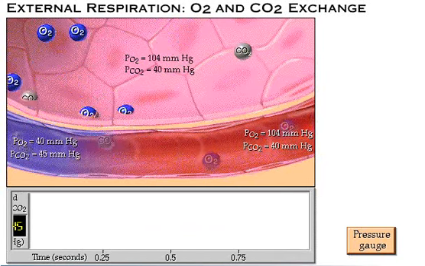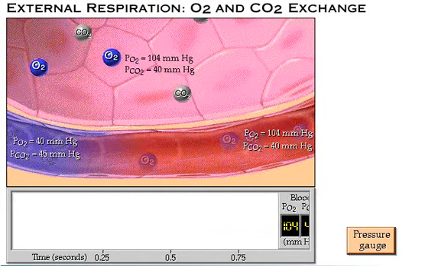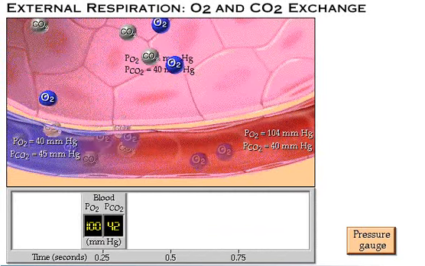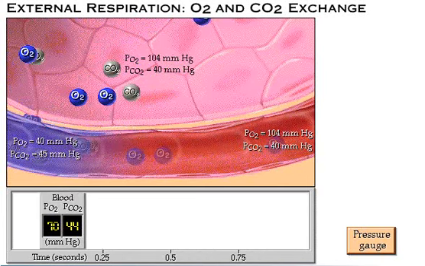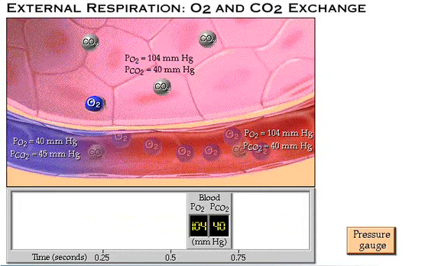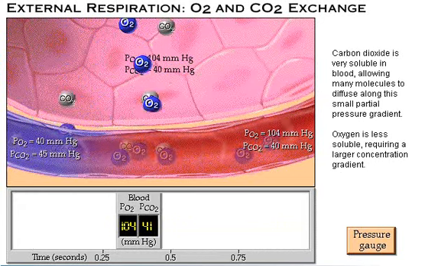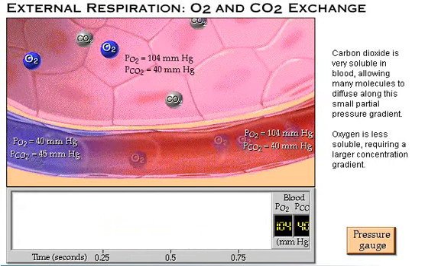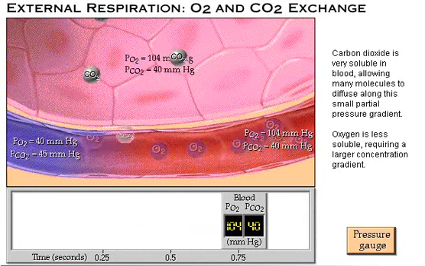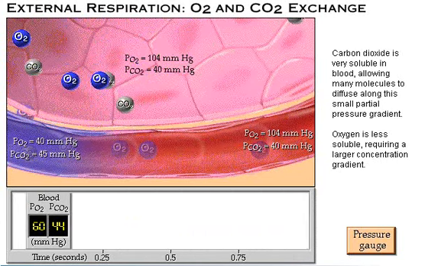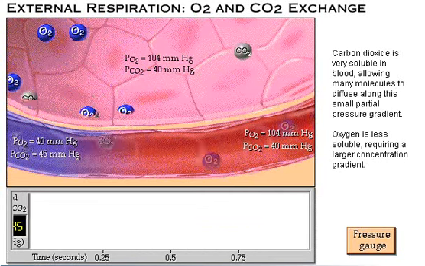Notice how much smaller carbon dioxide's partial pressure gradient is than oxygen's. As Henry's law states, the number of molecules which dissolve in a liquid is proportional to both the partial pressure and the gas solubility. Since carbon dioxide is very soluble in blood, a large number of molecules diffuse along this small partial pressure gradient. Oxygen, which is less soluble, requires a much larger concentration gradient to provide adequate oxygen to the body.